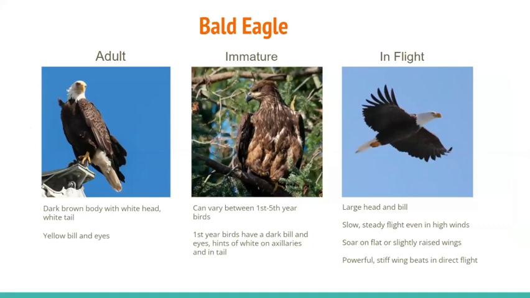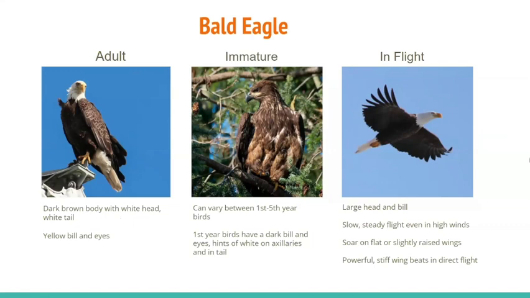So for adults, they have that beautiful, crisp white head, bright yellow bill, bright white tail, and those really thick yellow legs with a dark kind of chocolatey brown body and wings. They also have these very striking pale yellow eyes.